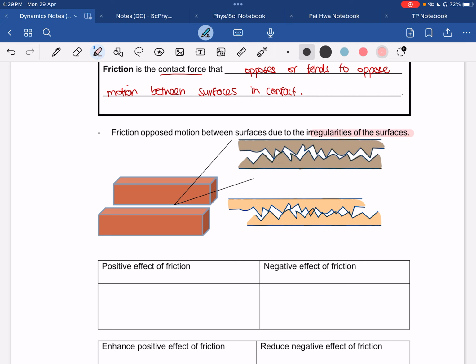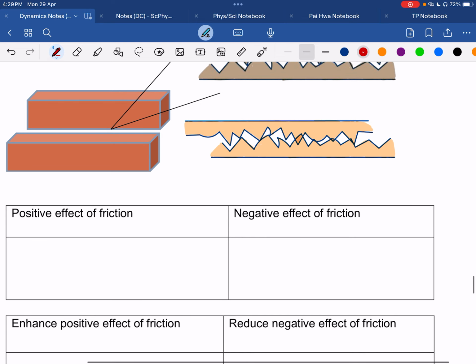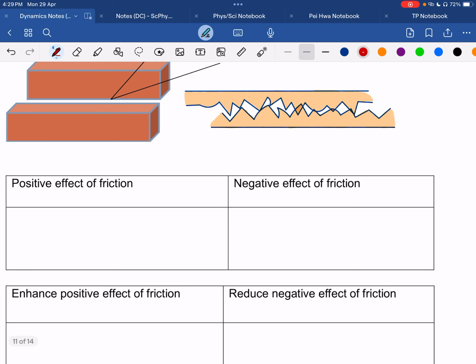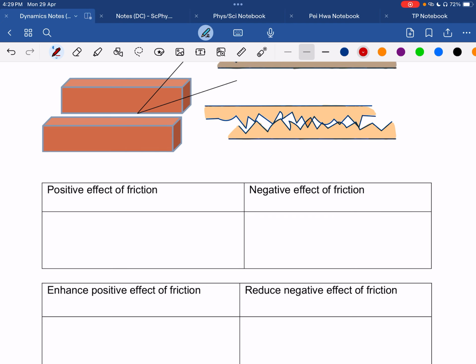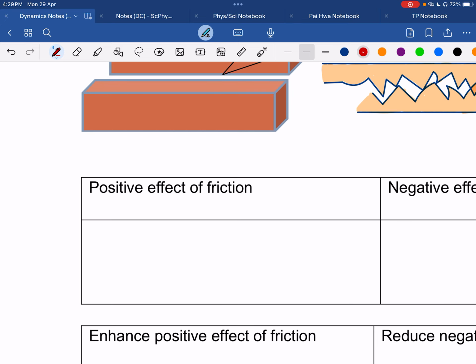Friction is essential in our daily lives, be it positive or negative. Because we need friction for us to move, but also for cars or swimmers, they get slowed down by friction as well. So for example, we are able to walk due to friction. So that's one positive effect.